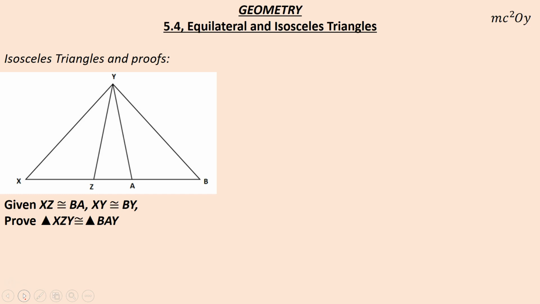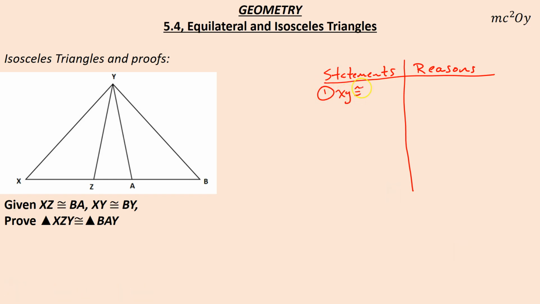Okay, so proof. Given that we have XZ is congruent to BA and XY congruent to BY, prove XZY congruent to BAY. Okay. So we're going to do 2 columns again. Statements and reasons. Okay, and so the first piece here, we're going to say, well, XY is congruent to BY. And remember, we know side angle side is one way of proving triangles congruent. So if I can use that, XY congruent to BY, that's a given statement. Okay, that's given.